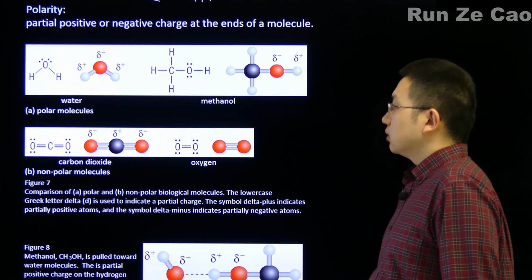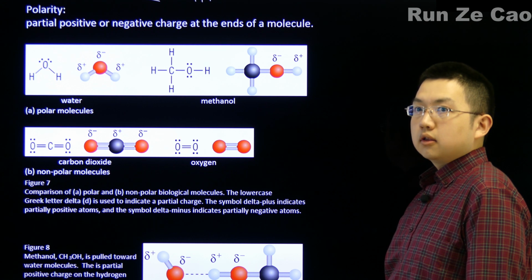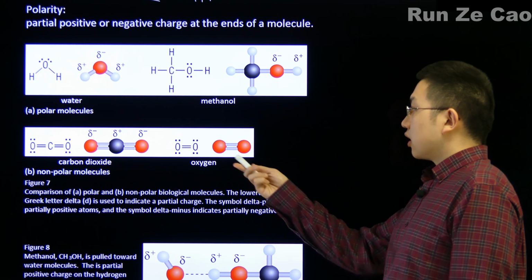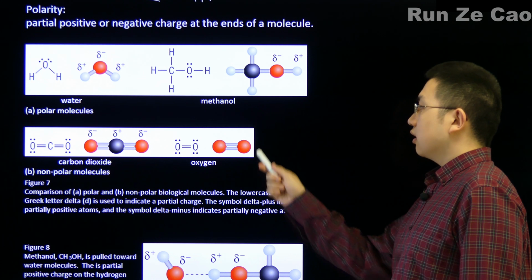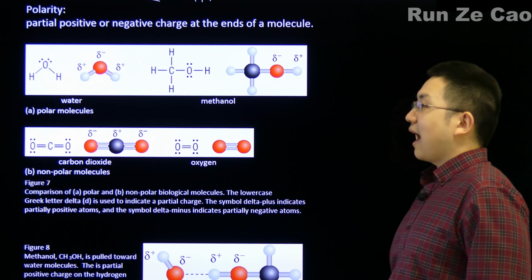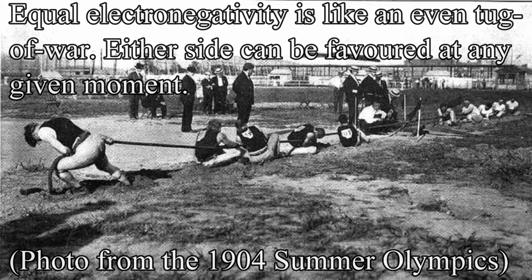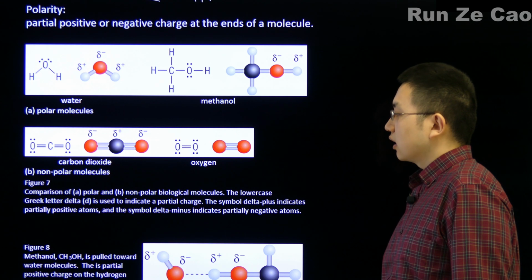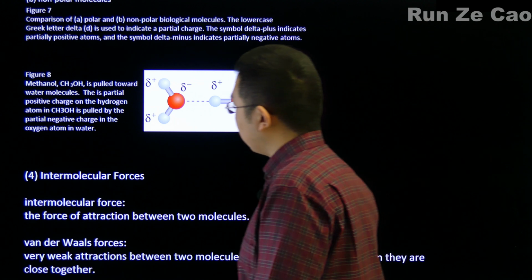And for oxygen, they're the same element. They have the same electronegativity. So, with diatomic oxygen, it is nonpolar because they both pull at the electrons equally. They have a delta EN of 0. So delta EN, a difference in electronegativity of between 0.5 and 1.7, is considered polar.